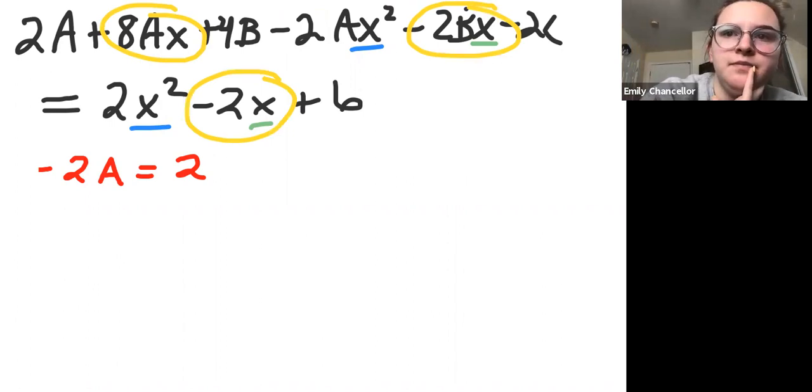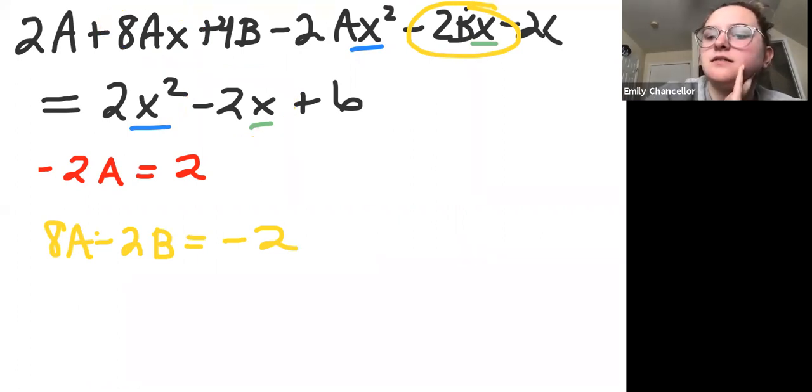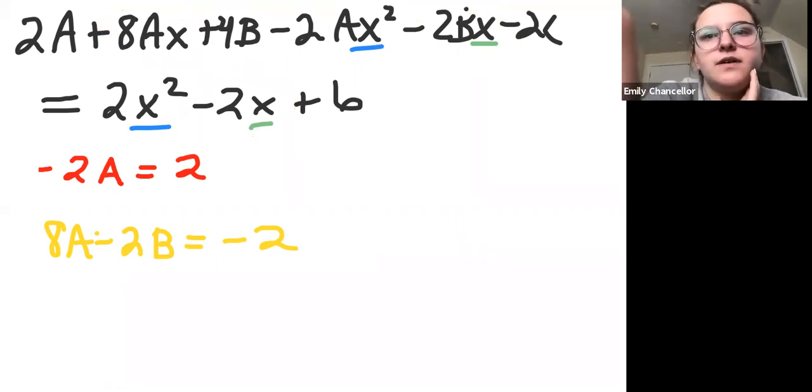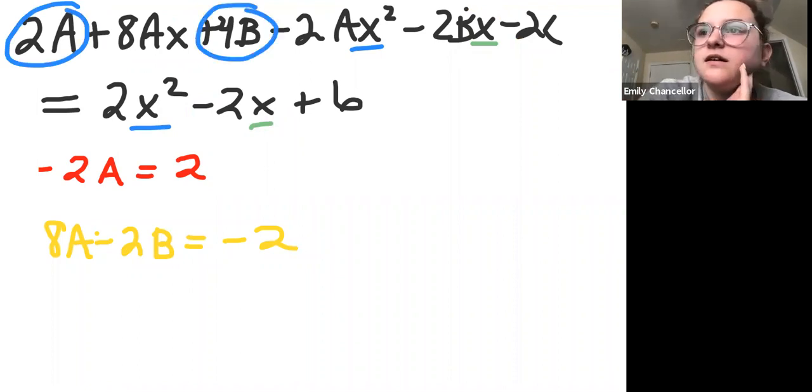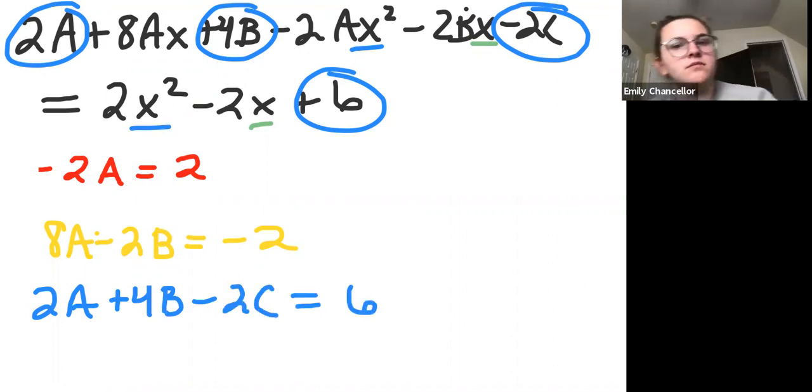So we'll get 8a minus 2b equals -2. Finally, we can do our constants to get our third equation. We have a constant here, a constant here, a constant here, and a constant here. So 2a plus 4b minus 2c equals 6.